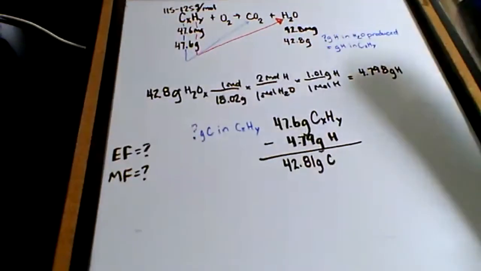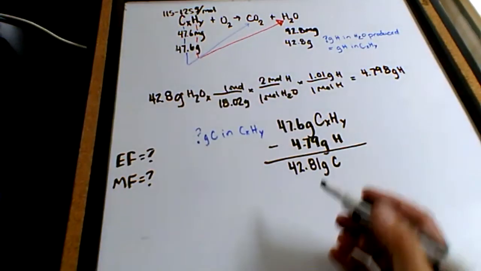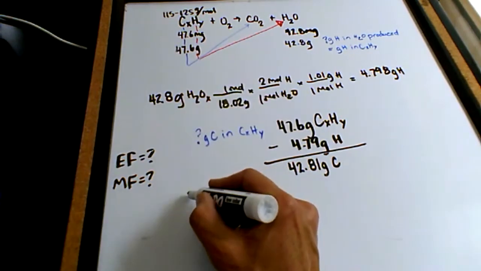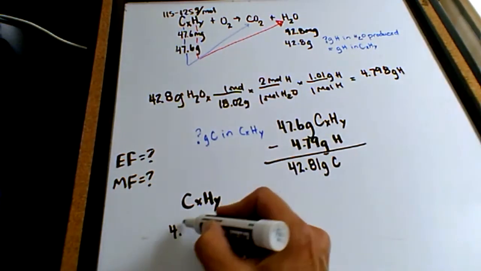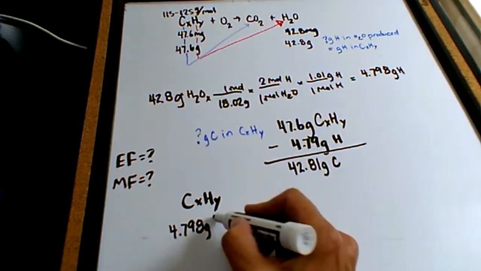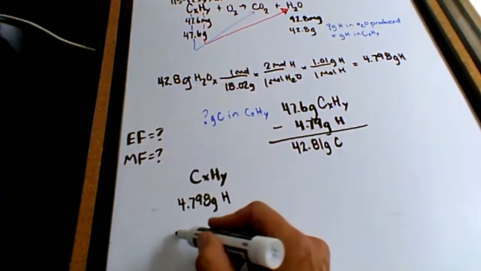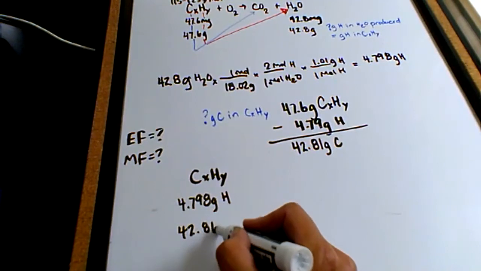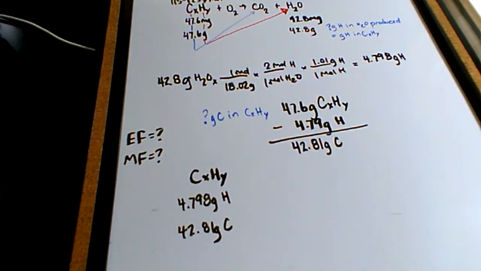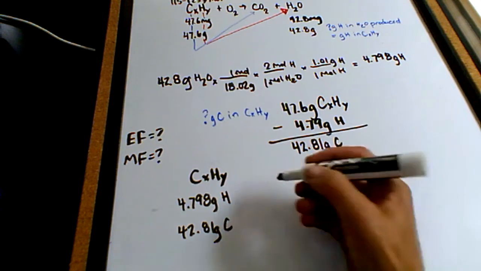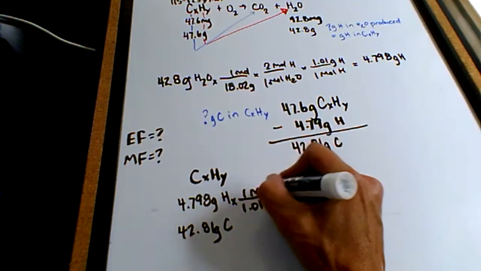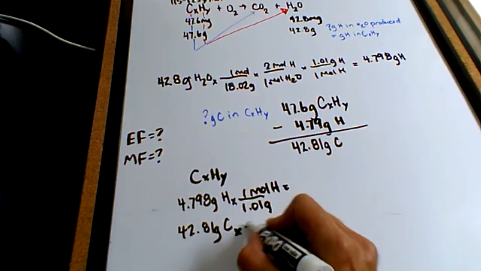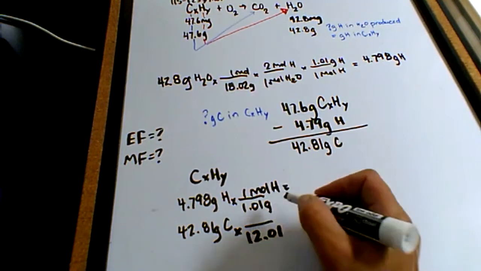Okay. Now, what I know is that my compound CxHy apparently contains 4.798 grams of hydrogen for every 42.81 grams of carbon. Okay. Well, let's see what that ratio is in moles. So let's turn our grams of hydrogen to moles, and let's turn our grams of carbon into moles.